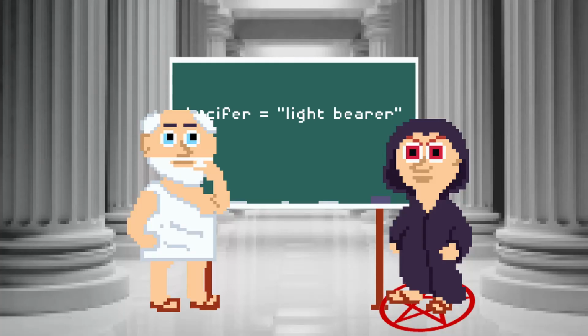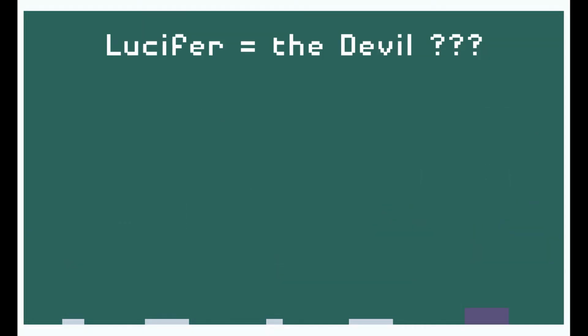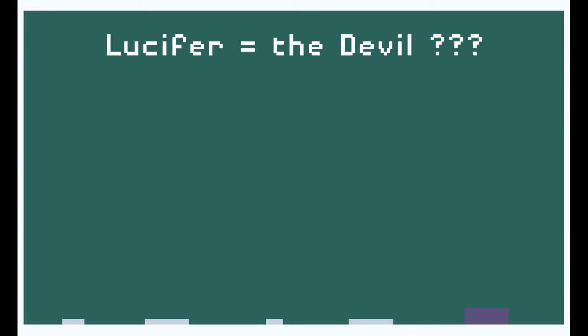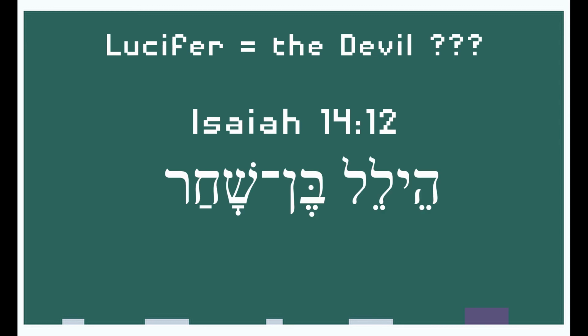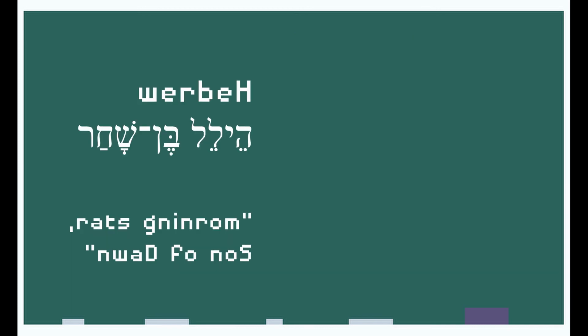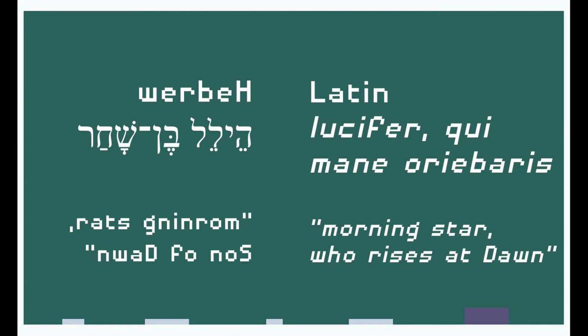So the word Lucifer literally means light bearer, but that doesn't really explain very much. So how did that word become a word referring to the devil? The answer is a combination of translation and misinterpretation. In the book of Isaiah, chapter 14, verse 12, there's a phrase in the original Hebrew text which means morning star, son of dawn. St. Jerome, in his translation, renders this in Latin as Lucifer qui mane oriebaris, morning star who rises at dawn.